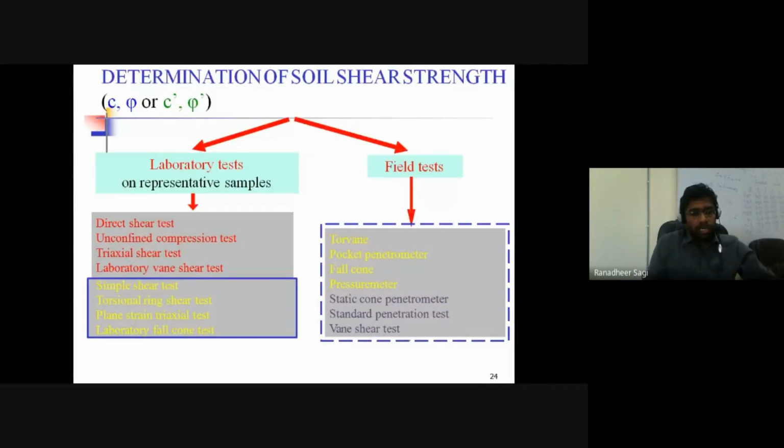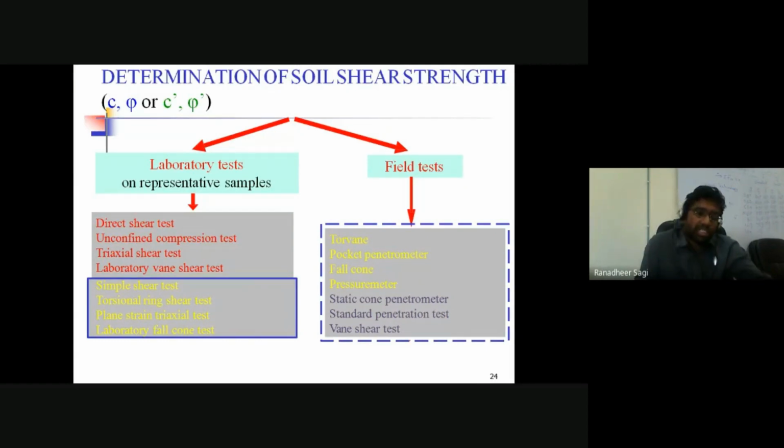Now moving on, how do we determine the so-called shear strength parameters of the soil? That's nothing but C phi parameters in terms of total stress condition, or C dash phi dash parameters in terms of effective stress, the effective state of stress acting on the soil. So ultimately, my objective is to understand how to know the so-called properties of the soil for determining the shear strength of that particular soil.